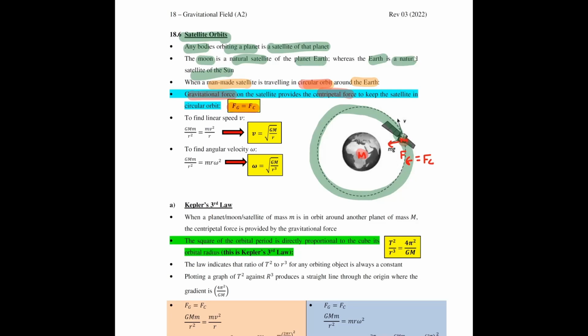For example, you can use it to find your linear speed v. If you know Fg is Fc, GMm over r squared is mv squared over r, you simplify it, you're going to get v is equal to square root of GM over r. If you want to use it to find some other property, let's just say angular velocity, you can too. Since Fg is Fc, Fg is GMm over r squared, Fc is m r omega squared. You simplify it, you're going to get omega is equal to square root of GM over r cubed.